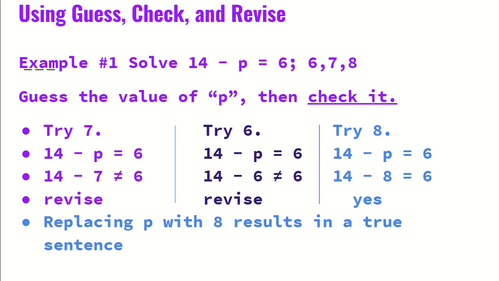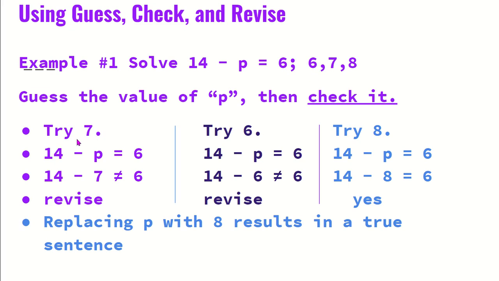So today, there are two different things we're going to try. We're going to use guess, check, and revise, and then solve mentally. First, for the guess, check, and revise, we have example number 1. We're going to solve 14 minus p equals 6. You have 3 possible answers that they give you. So just pick one out and try it.